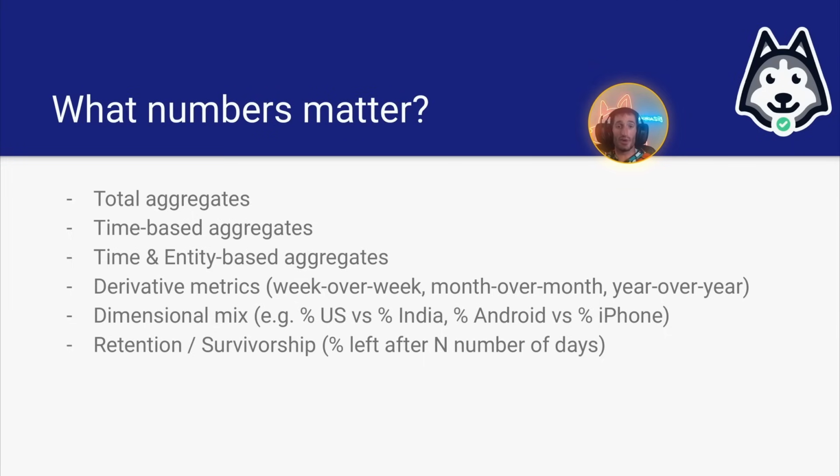You have derivative metrics. This is a good one where it's year over year, how many humans are there? In the US, we're like plus 1 million or plus 2 million or something like that. That's how many more humans are in the US this year compared to last year. So derivative metrics are very powerful.